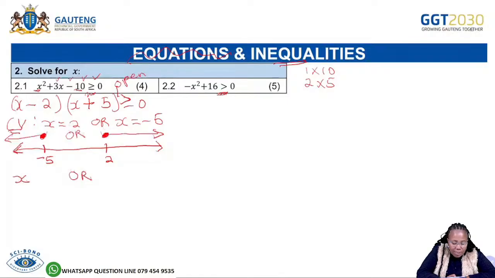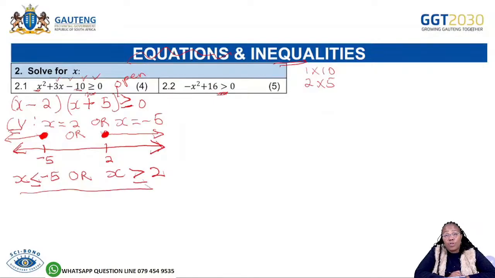The arrow will be the inequality sign. x is less than or equal to minus 5, or x is greater than or equal to 2. Because this is having an equal sign, we will also include the values, also included there with the shaded dot. So that is how you write your solutions there.